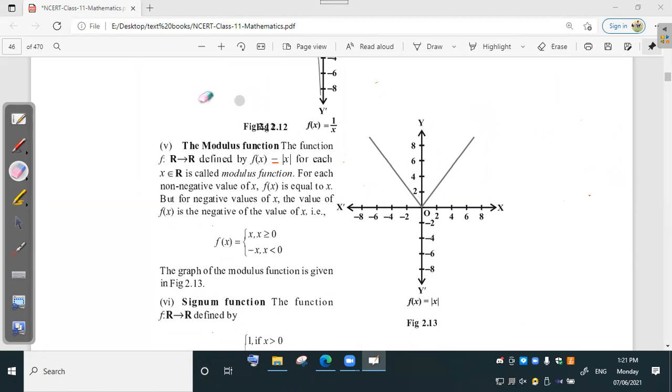When it is only |x|, then this V will start at 0. And when it is, suppose, f(x) = |x - 1|, then the V will start from here, at 1. The V will be like this. If it is |x - 2|, then it will start from the point 2. The V will be like this.